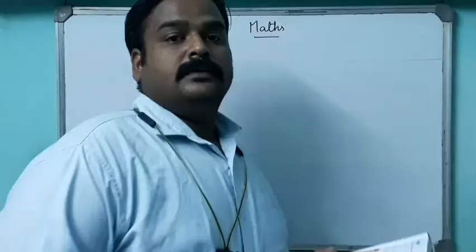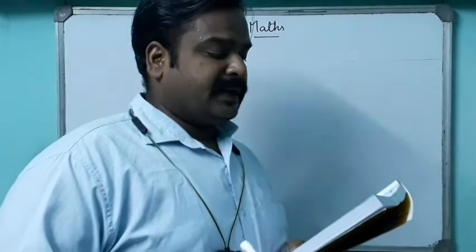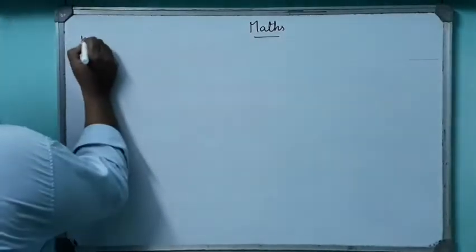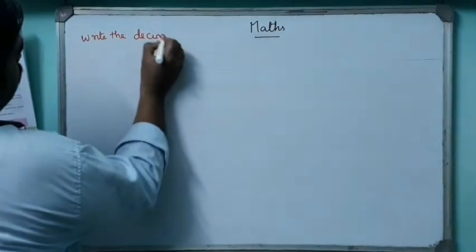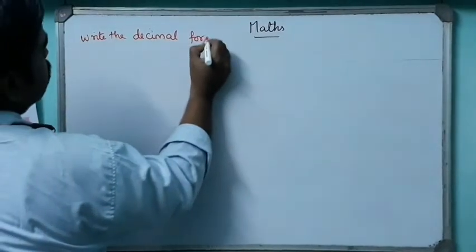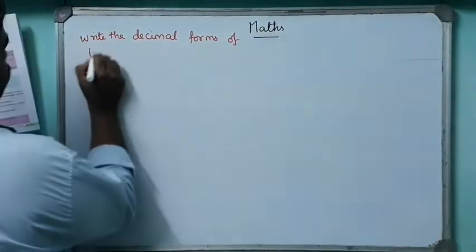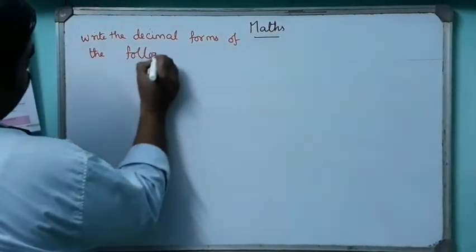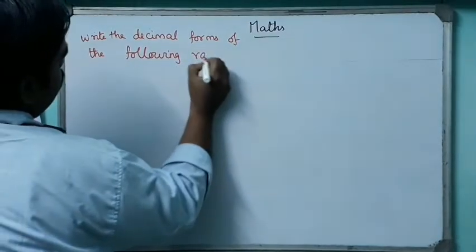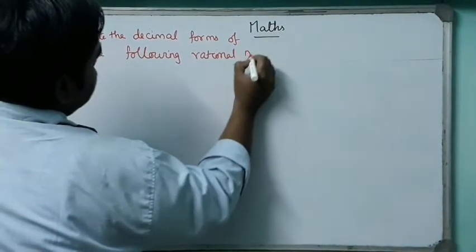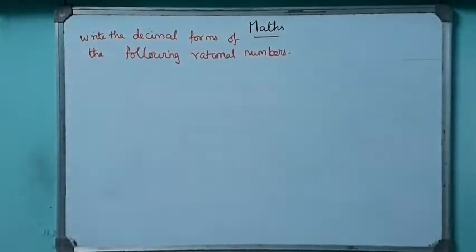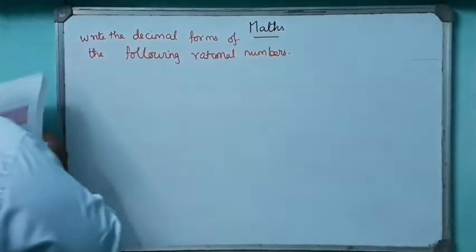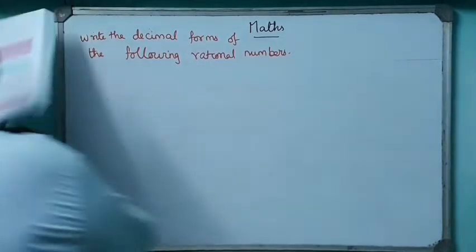Now let's see an example related to this concept. Write the decimal forms of the following rational numbers. See, write the decimal forms of the following rational numbers. The number given is 1/4.